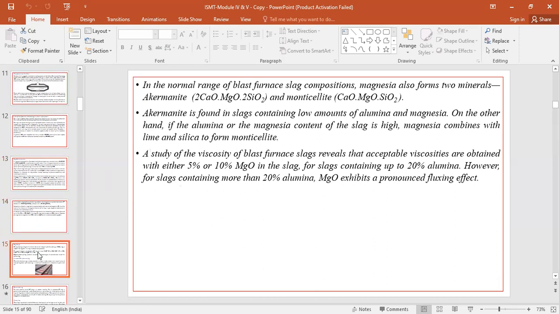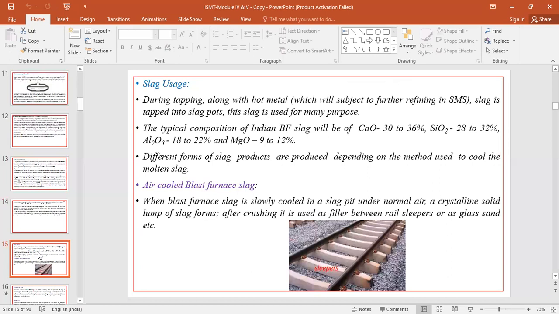And if you see the applications of this slag, especially the blast furnace slag, the typical composition of Indian blast furnace slag ranges with CaO from 30 to 36, SiO2 around 28 to 32, Al2O3 maybe around 18 to 22, and MgO 9 to 12%.